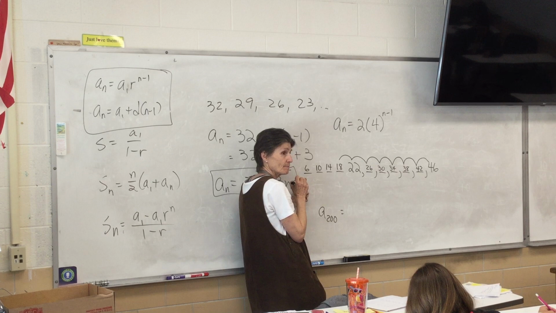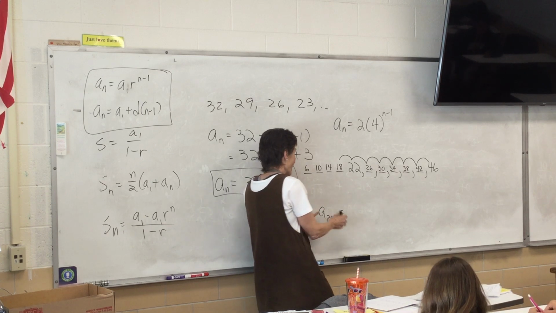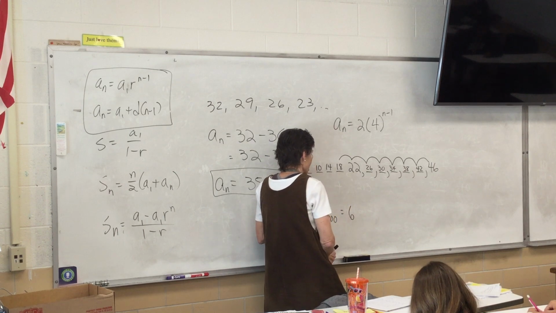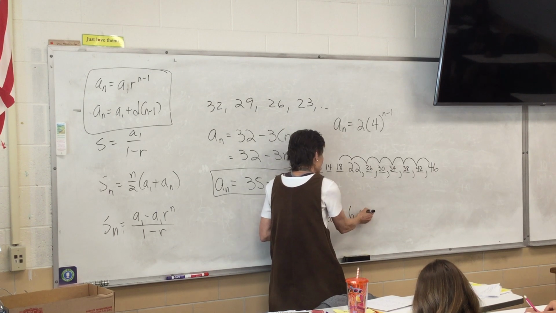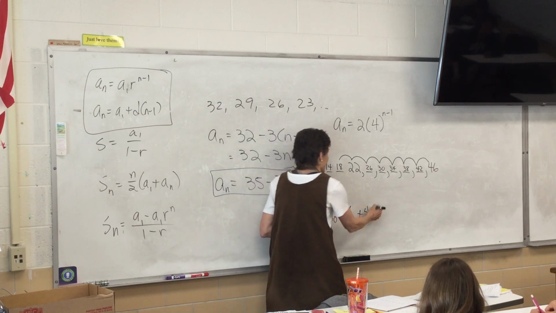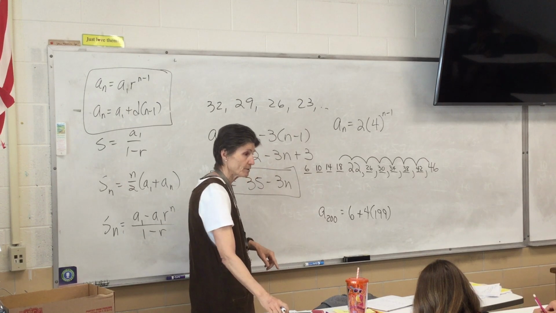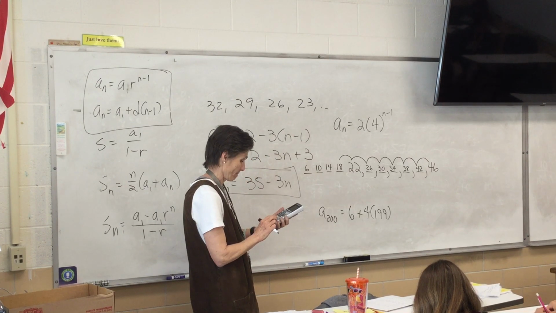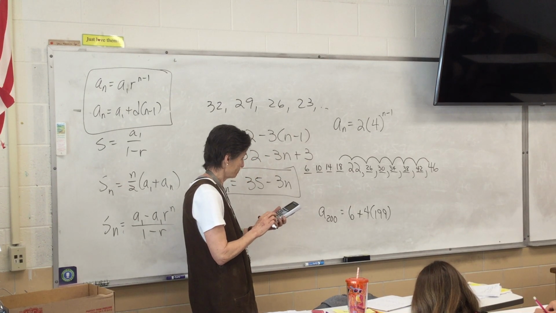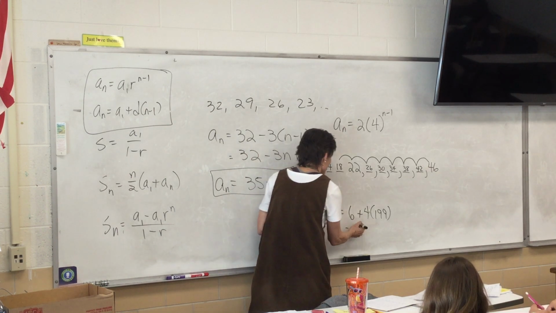Did you get 6? So my first term is 6. My common difference is 4. And n minus 1 will be 199, 200 minus 1. 802.